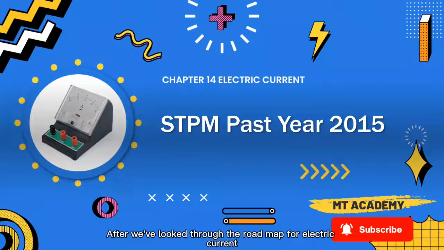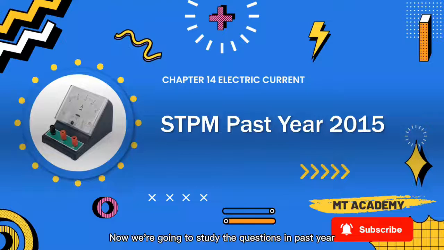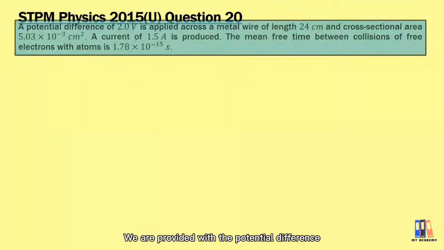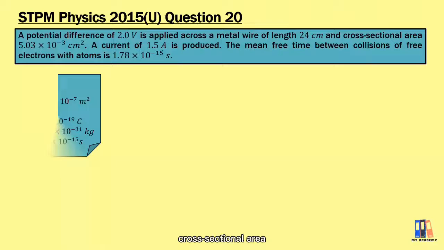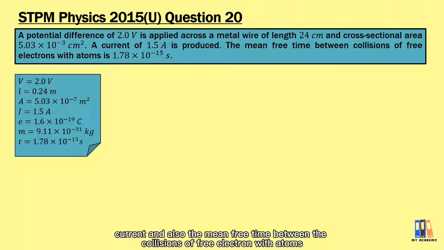Good day, everyone. After we have looked through the roadmap for electric current, now we're going to study the questions in past year, which happened in the year 2015. So we are provided with the potential difference, the length of the wire, cross-sectional area, current, and also the mean free time between the collisions of free electron with atoms.